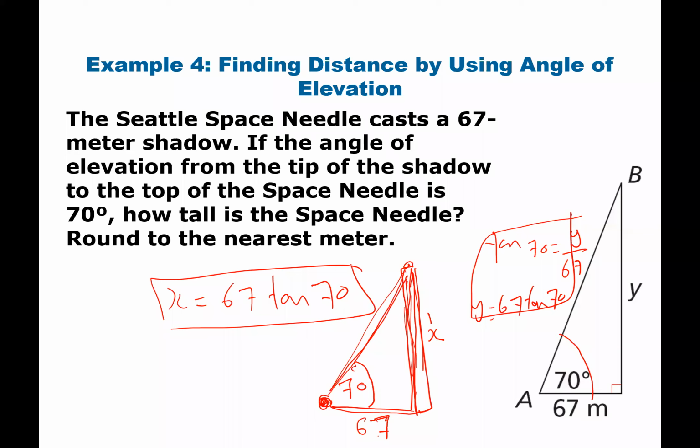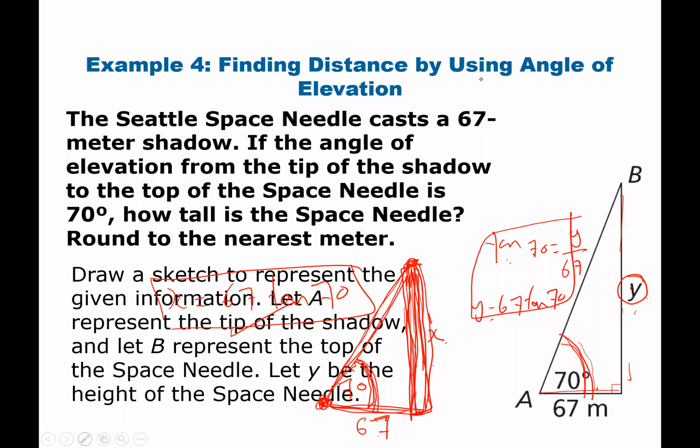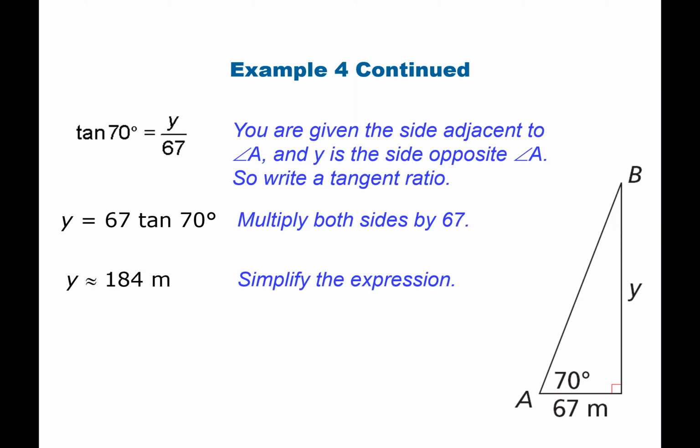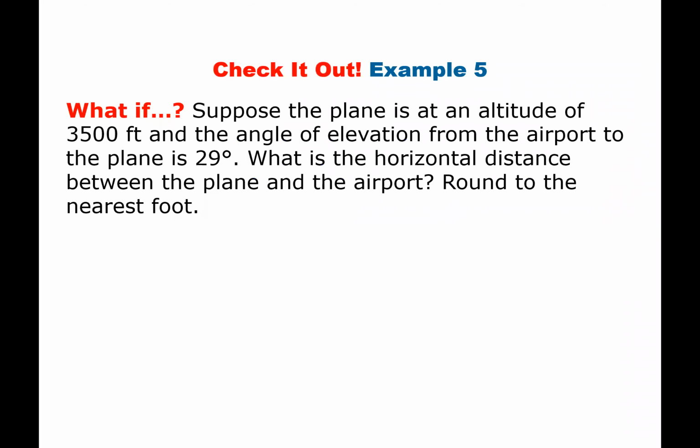Okay, do you understand? Again. You are given the side adjacent to angle A and opposite. To find tan 70, you will divide y over 67 because tan is opposite over adjacent. You need the opposite and you have adjacent for this angle, then you will use the tan. Y equals 67 tan 70 as we found before, and you will find the length.